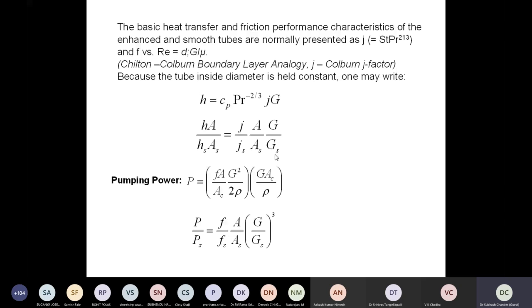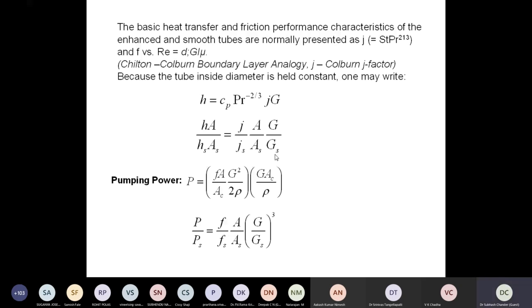We can write H is equal to Cp, Prandtl number to the power minus 2 by 3, J into G, right? G is basically the mass flux, it's rho into velocity, the mass flow rate per unit area. So we can write it for the enhanced surface and the smooth surface, and we take the ratio, and the ratio will come out to be like this.